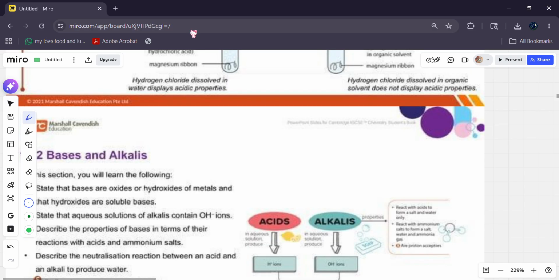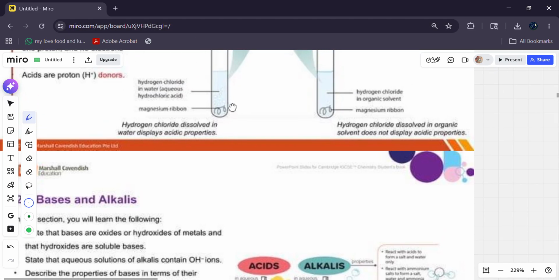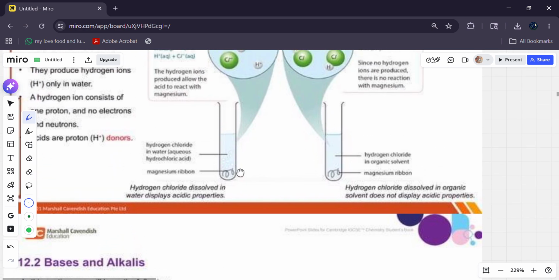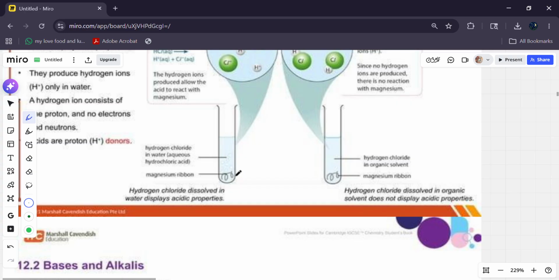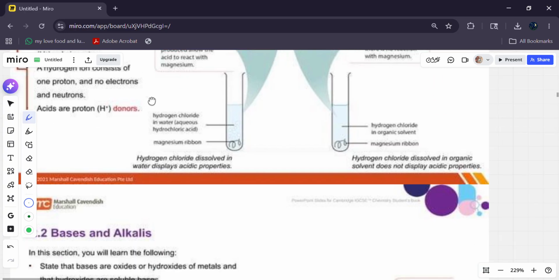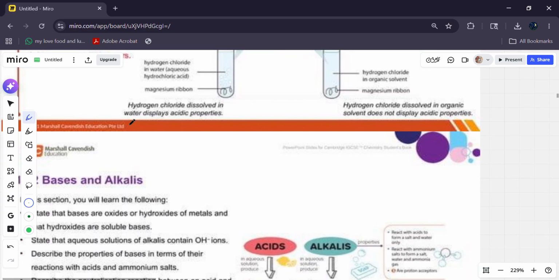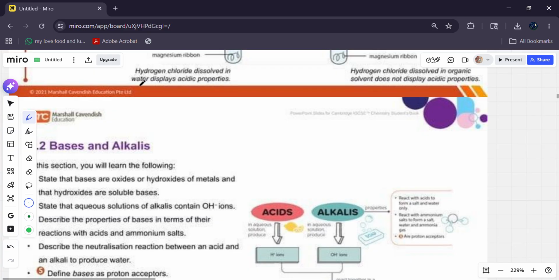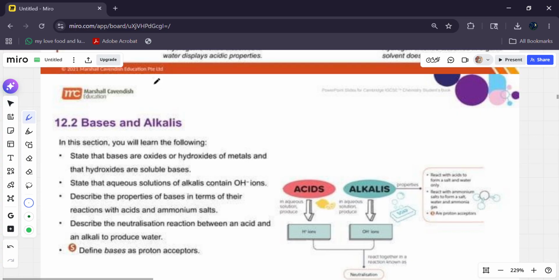But before we go there, let me say one more thing. Acids display their properties only when they are dissolved in water. This is because acids produce hydrogen ions only in water. A hydrogen ion consists of one proton, remember this, one proton, no electrons and no neutrons. This makes acids proton donors. That means they give away protons. Now let's go to bases and alkalis.